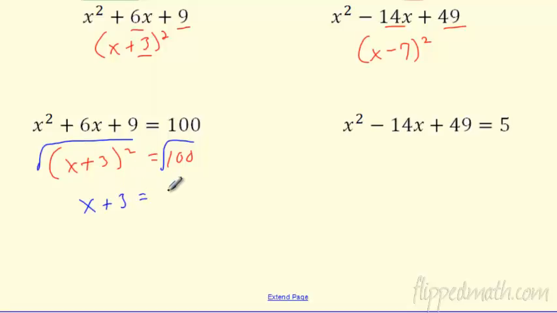The square root cancels the square. Square root of 100 is 10, and then check that out. You can solve it. What happens though when you introduce the square root is plus or minus 10. So we'll subtract our 3 from both sides. We're looking at x equals negative 3 plus or minus 10.